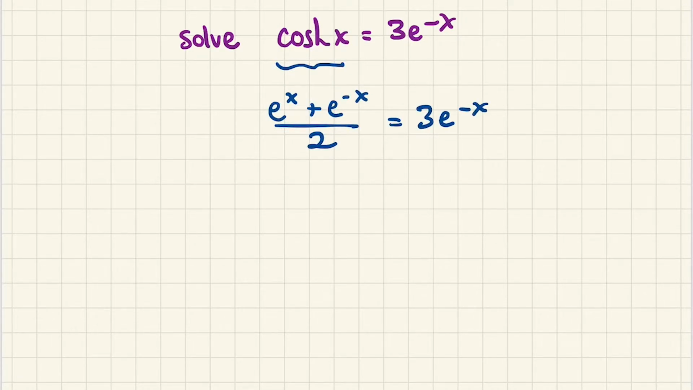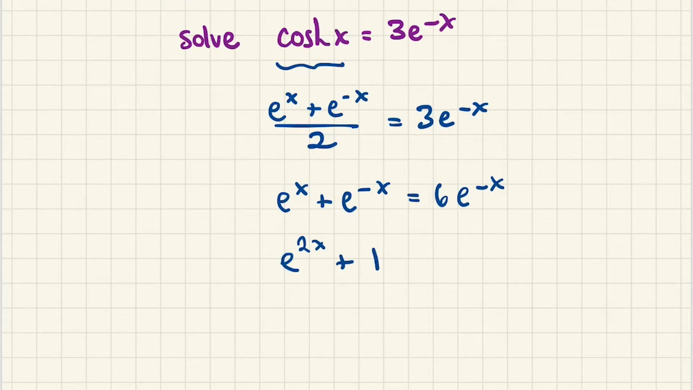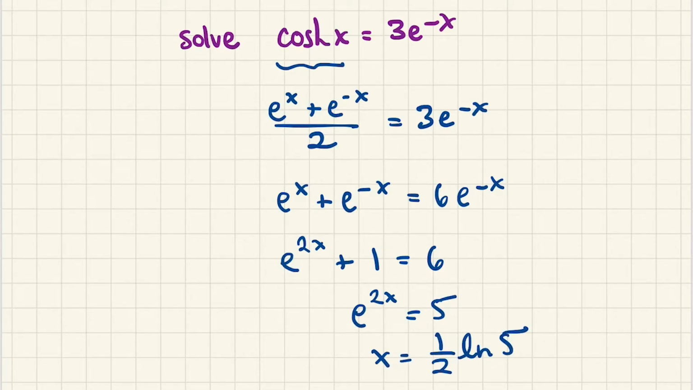There we are. So now we're going to solve for x. Well, let's get rid of that 2. So we have e to the x plus e to the negative x is equal to 6 e to the negative x. If we just multiply everything by e to the x, we will really clean it up. So multiplying each term by e to the x gives us e to the 2x plus 1 is equal to 6. So we get e to the 2x is equal to 5. And if you solve for x, you're going to get 1/2 ln of 5, or ln of root 5 if you wish. Very good.